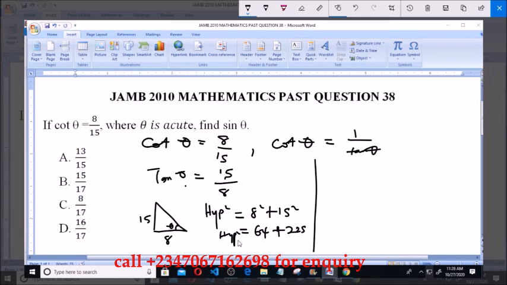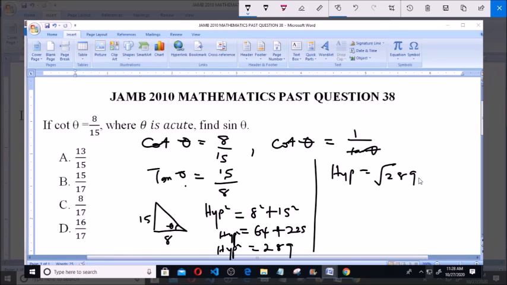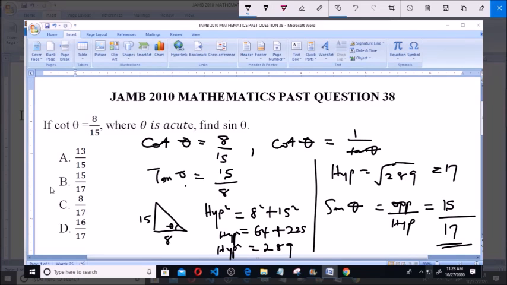That's hypotenuse square, and hypotenuse square is equals to 289. Now the hypotenuse will be equals to the square root of 289, which is equals to 17. Now sine theta is equals to opposite over hypotenuse, which is equals to, the opposite is 15 and the hypotenuse is 17, so 15 over 17, and that is option B.